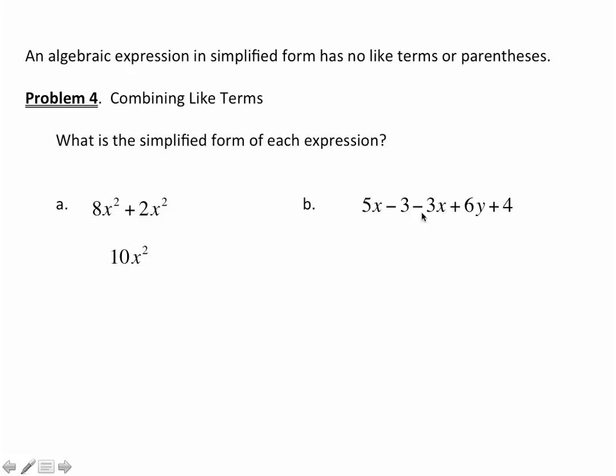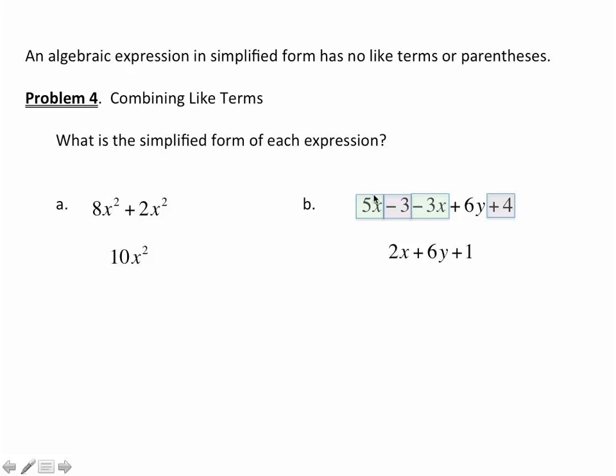5x minus 3 minus 3x plus 6y plus 4. I can only put together things that have the same exact last name. So x's can only go with other x's. They can't go with y's. They can't go with regular constants. So 5x minus 3x, those are like terms. Negative 3 and 4, those are like terms. They're just constants. They're just basic numbers with no variable name stuck to them. And then the 6y doesn't have any partners.